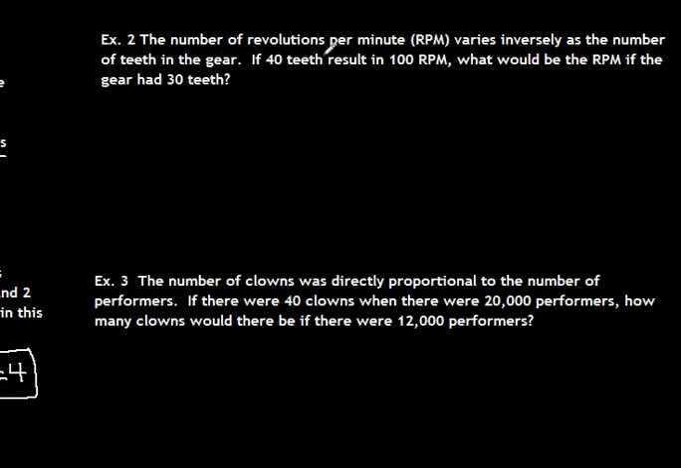The number of revolutions per minute, RPM, varies inversely. Okay, this time we're using the other equation. When you see inversely, it means we're going to use the equation A equals K over B. That's our varies inversely or inversely proportional. The number of revolutions per minute varies inversely as the number of teeth. Okay, so let's get our right variables in here. A is our RPMs, varies inversely as the number of teeth in the gear, so we'll just call that N.